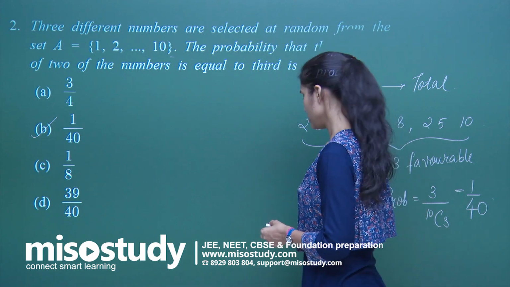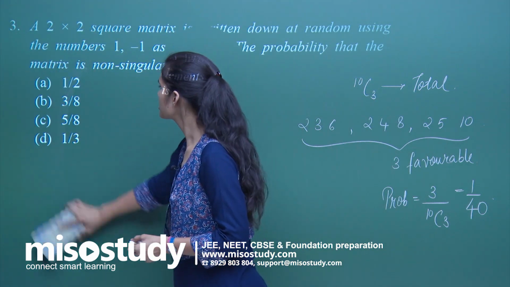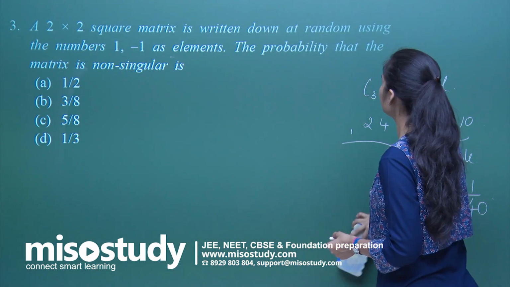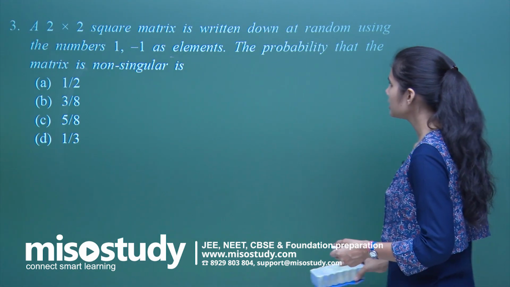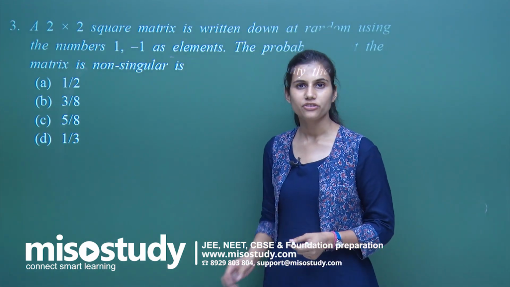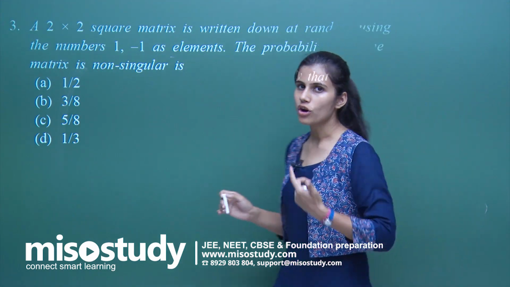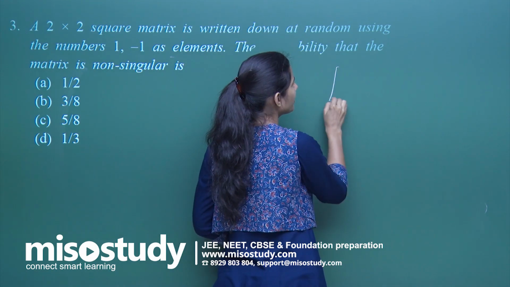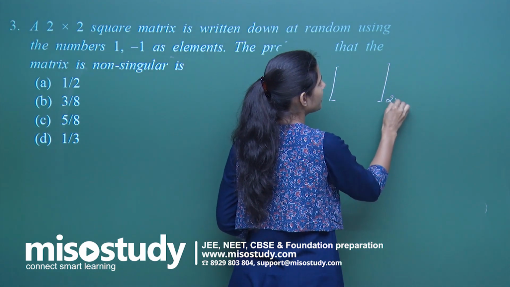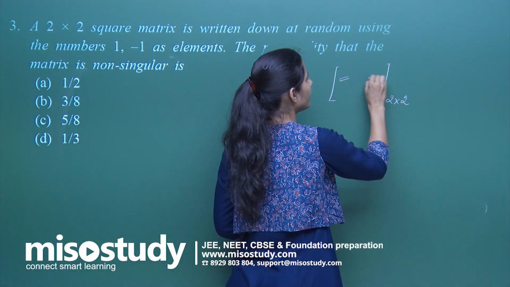Easy enough? Next question says a 2 cross 2 square matrix is written down at random using the numbers 1 and -1. So, only by using these numbers is a 2 cross 2 square matrix written down. What is the probability that the matrix is non-singular? Okay. So, first of all, in how many ways can you form a 2 cross 2 matrix with the entries 1 and -1? In a 2 cross 2 matrix, there are 4 entries that you need.